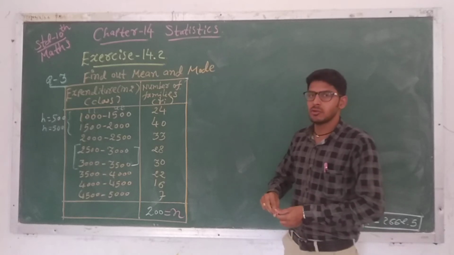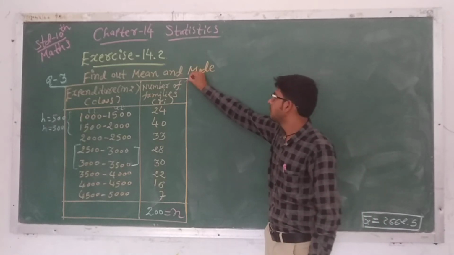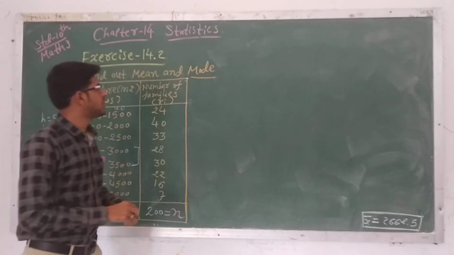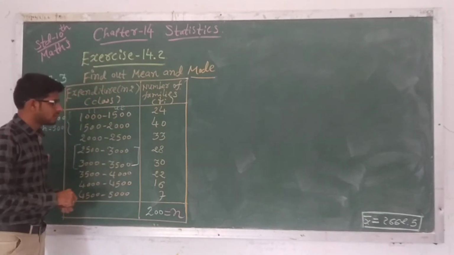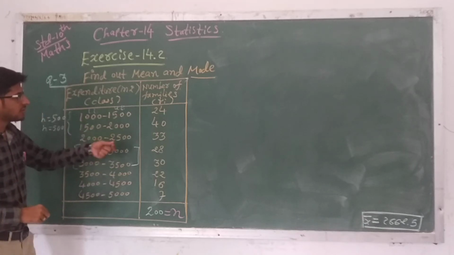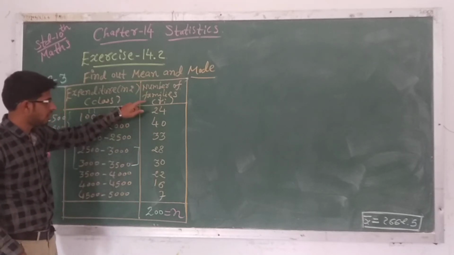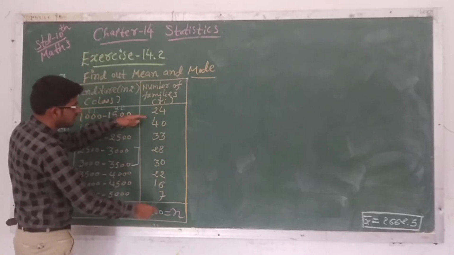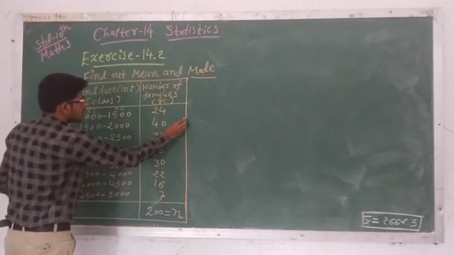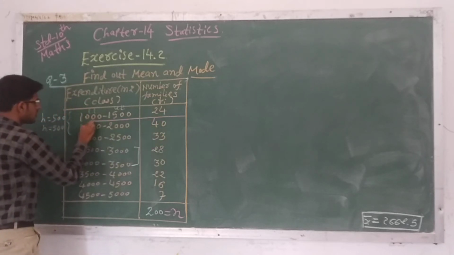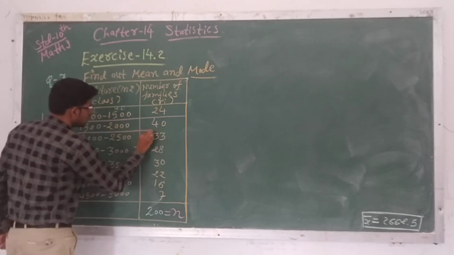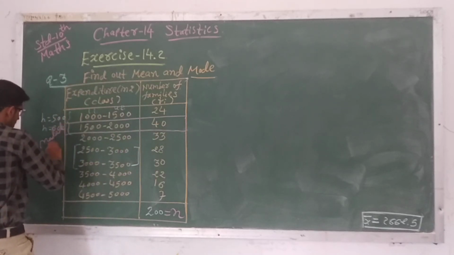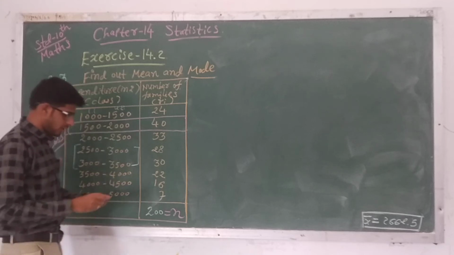Next, same question, question number 3. Also, we have to find the mode. So first of all, we have to find the modal class. The class with the highest frequency is called the modal class. Here we check that the highest frequency is 40, so 1500 to 2000 is the modal class.